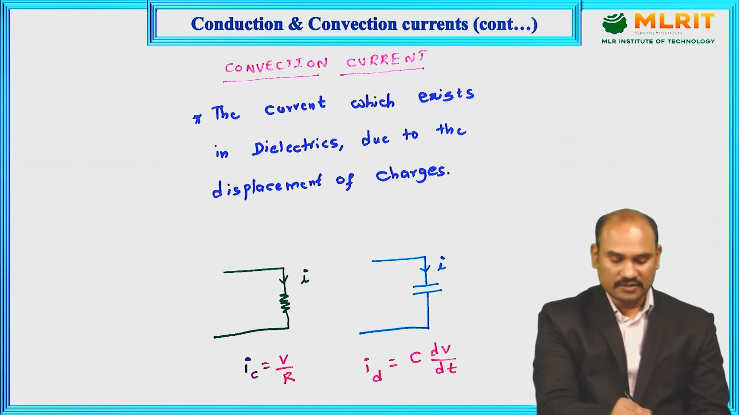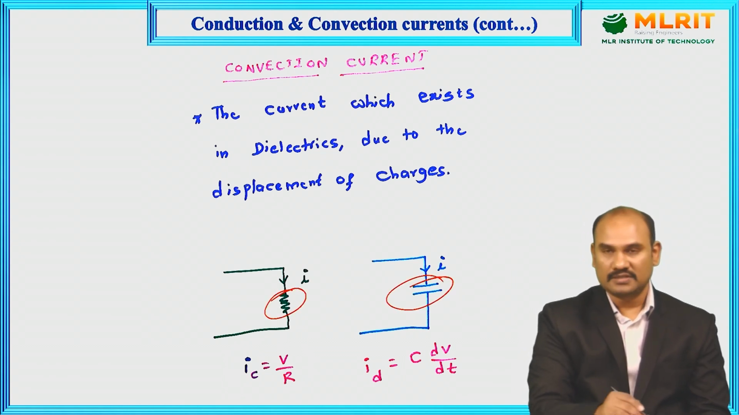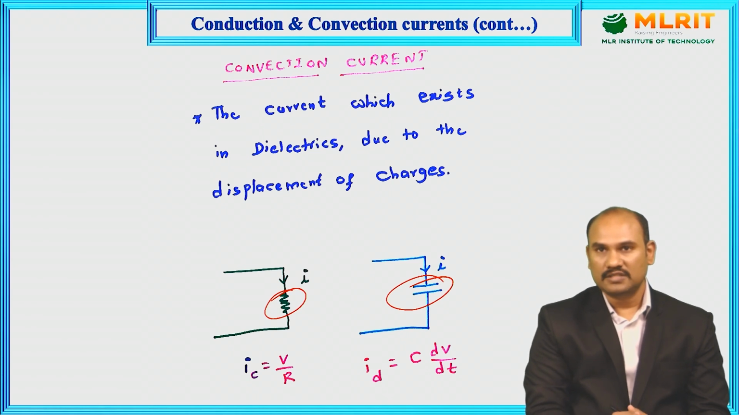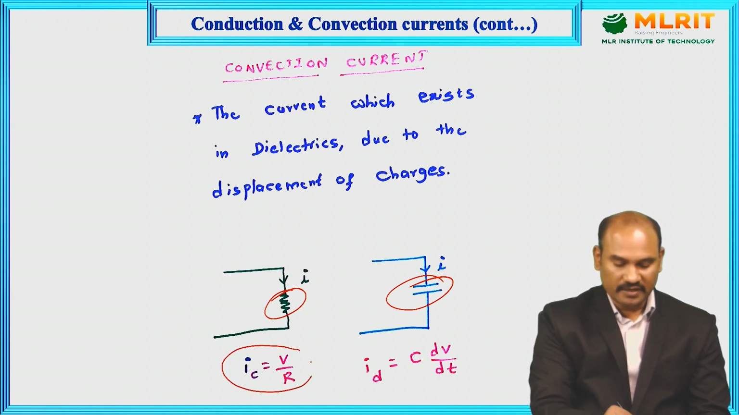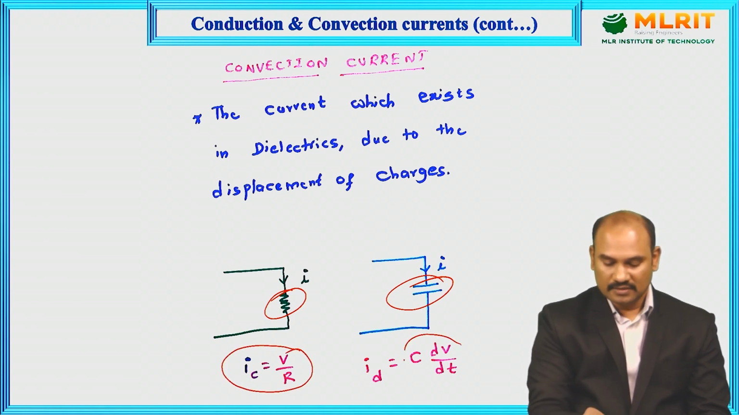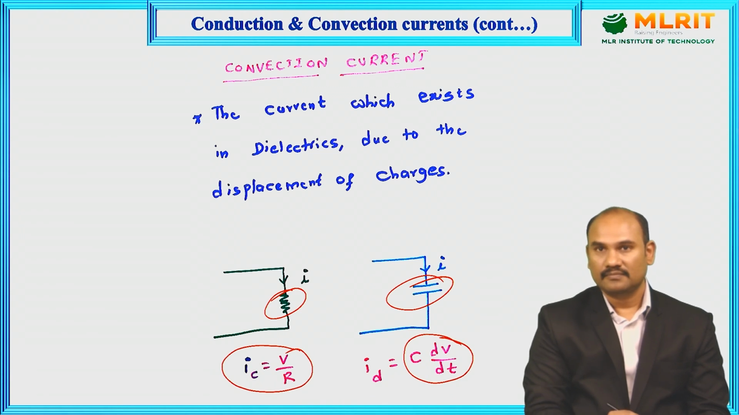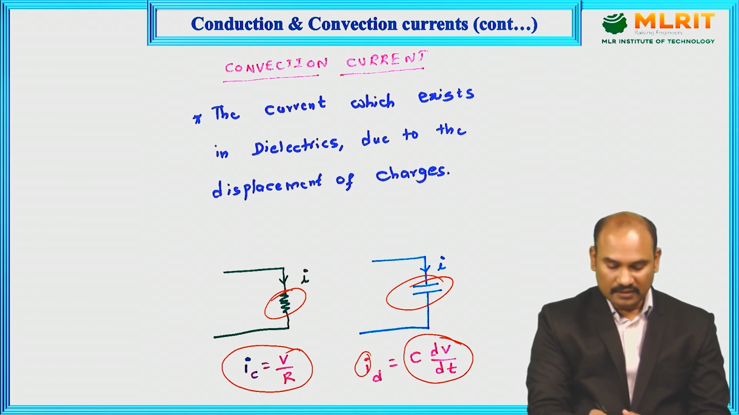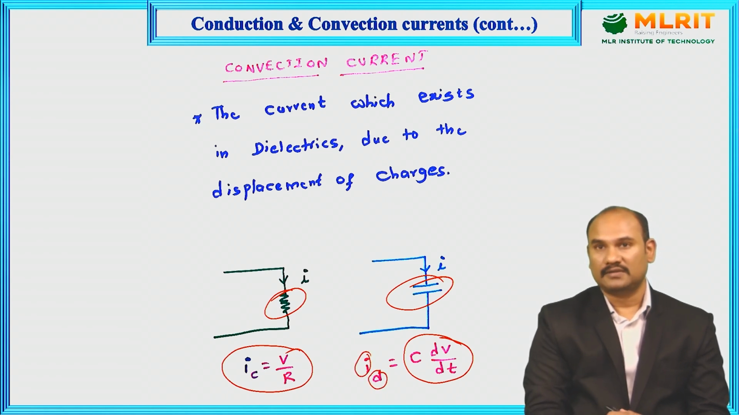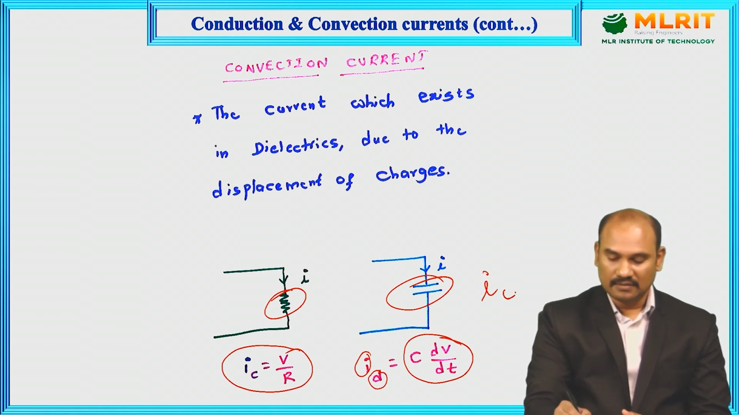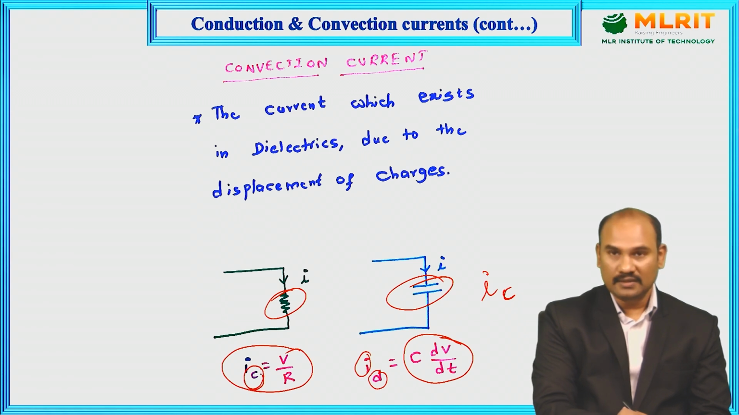Not only the context, here we use resistor, here we use capacitor. Not only is the circuit analogy different, even the mathematical formula is different. Here it is V by R, here it is C dV by dt, isn't it? If you recollect, this is the formula that we use for calculating current through a capacitor. So here I write I subscript D, where D means displacement current, or I can say convection current, because if I write IC here, C is convection, already I am using C here to indicate conduction.